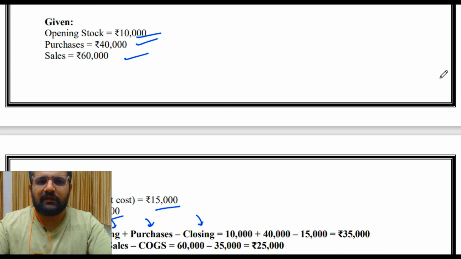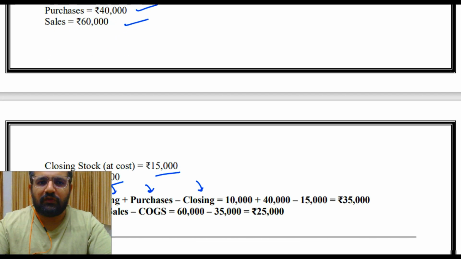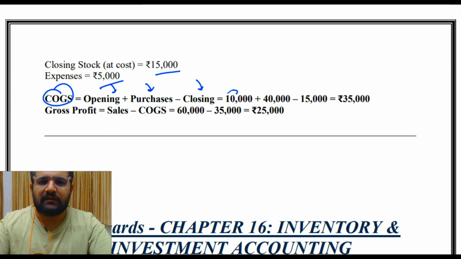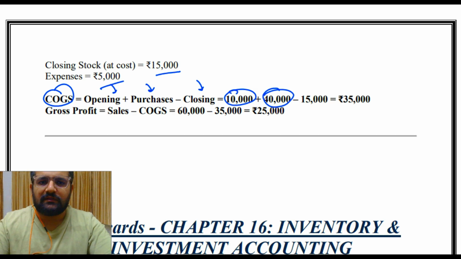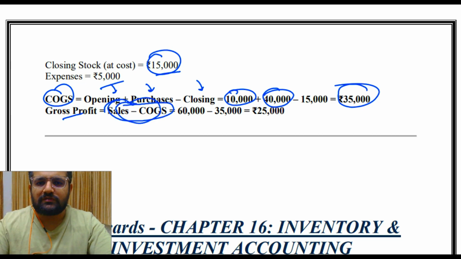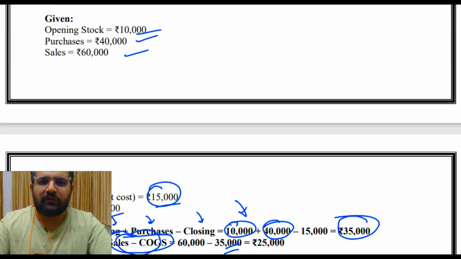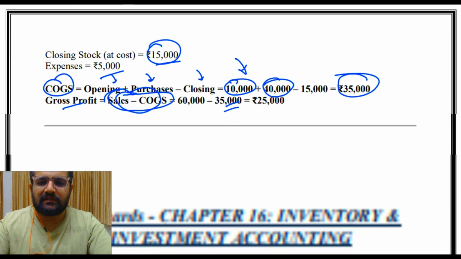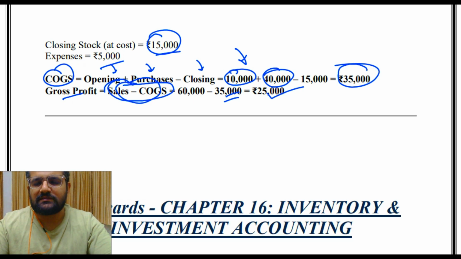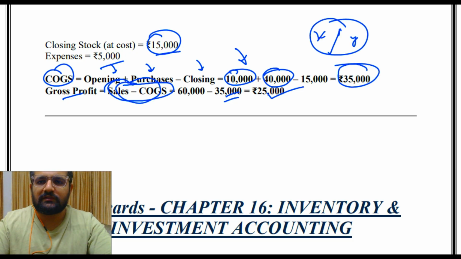We saw 10 and 40 here. Opening stock 10, purchases 40 and sales is 60. So here opening is 10, purchases 40 minus closing, which is 15, so it is equal to 35,000. Gross profit is sales minus cost of goods sold. Cost of goods sold we just calculated, that is 35,000, and sales is already provided as 60,000. 60 minus 35 is 25,000. So such very easy numericals can come, and in some cases you just have to divide one number x by y, and that is it. All of these formulas are also there in the chapters.